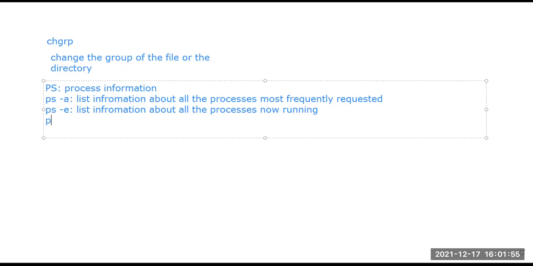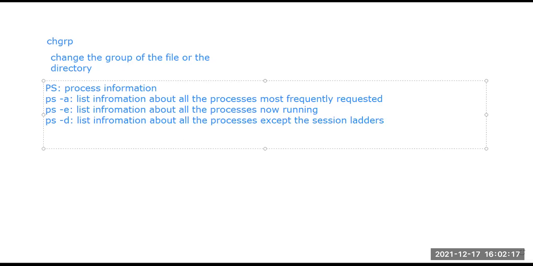Then there is ps -d, which lists information about all processes except session leaders. So ps -d lists information about all the processes except the session leaders. Next we can say ps -l for a long listing. These are the ps commands to get the process information.